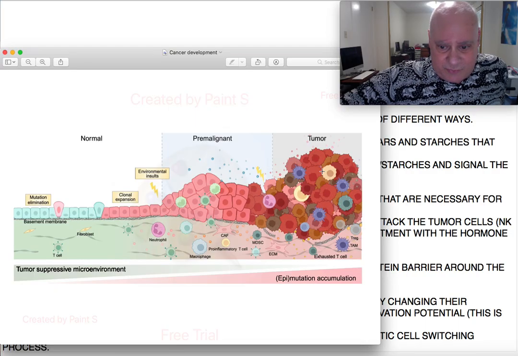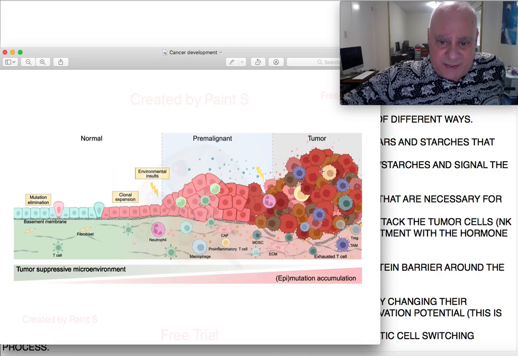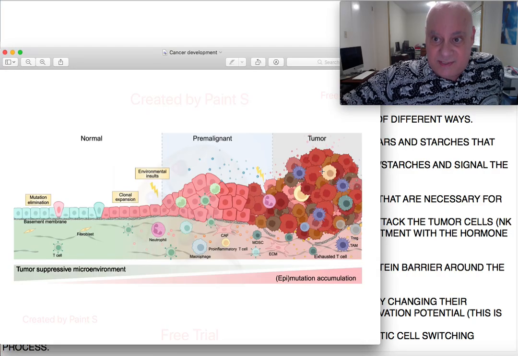So since then, we've been in this race to find out how cancer cells do that, and can we reverse that so that the immune system can once again see and target the cancer cells and just help us by destroying them.